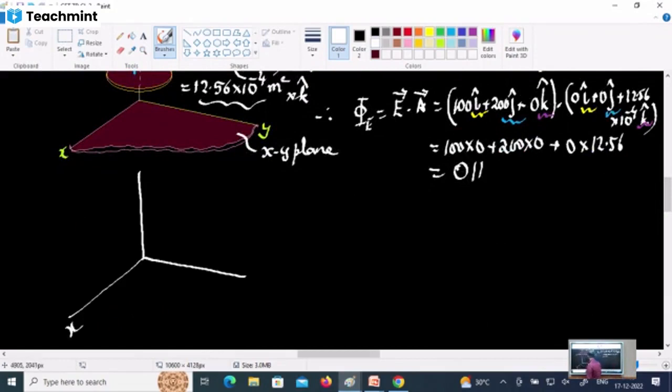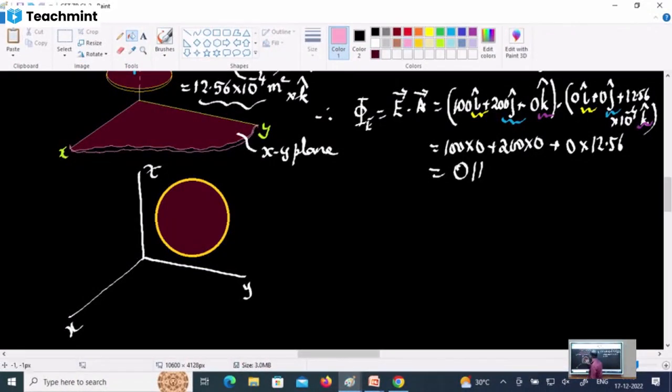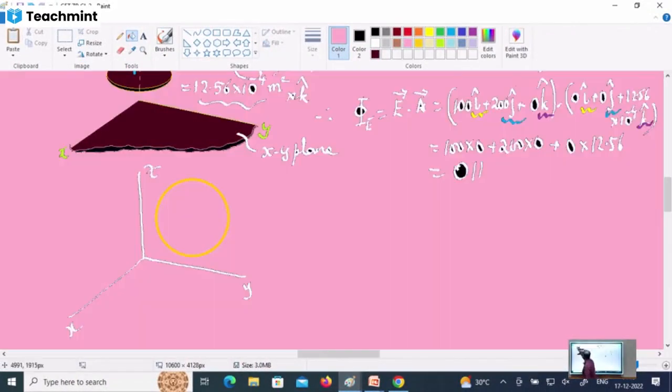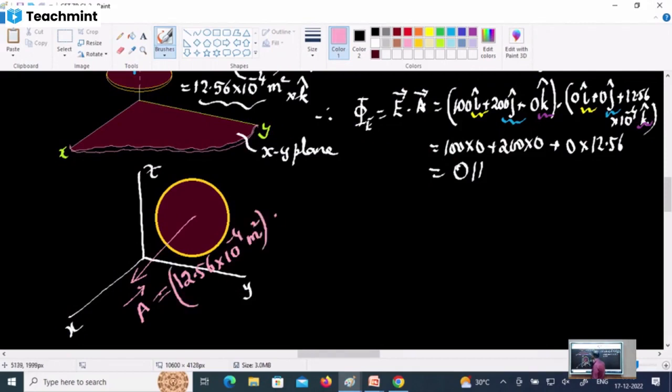If it is along YZ plane, this is X, this is Y, this is Z. The circular surface is like that. Now, the area vector is definitely along the x-axis. The area vector is 12.56 into 10 to the power minus 4 meters squared in the I cap direction.